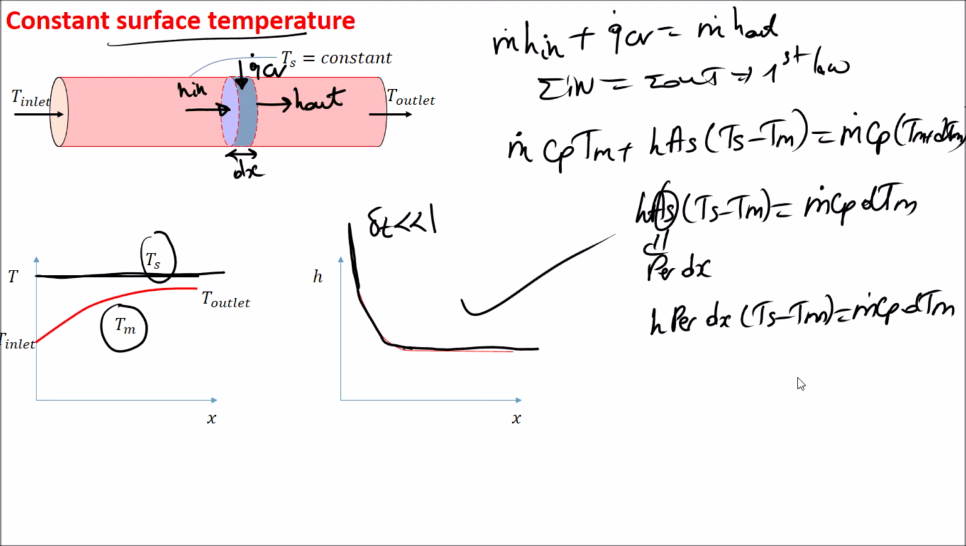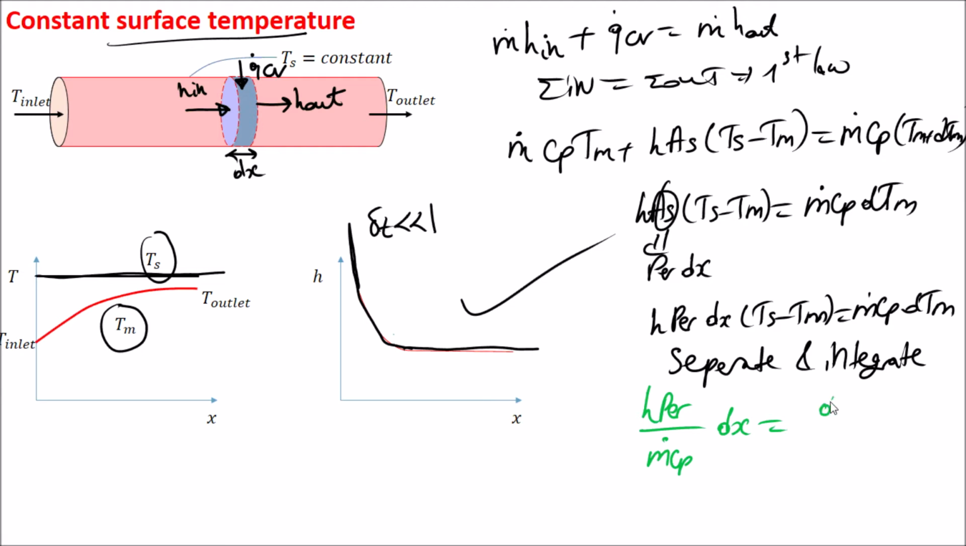Okay, this is a very simple differential equation, first order linear, and then I will use the famous rule which says separate and then integrate. First I should separate it and then I will integrate it. I'm using a different color here. So I will write it as h perimeter over m dot cp into dx will be equal to dTM by TS minus TM.